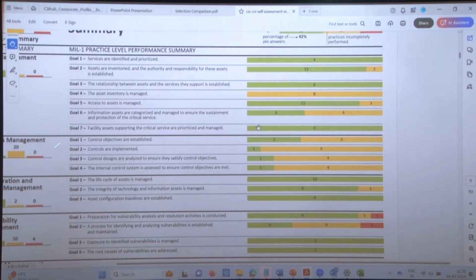So then the next one is the control management. In control management, we seem to be not so good. Out of 4 goals, none of the goals are fully green at that time, and it's majority incomplete. Right, so this is something that is of concern. In terms of the configuration and change management, it seems that the life cycle of asset is managed, asset configuration baselines are established.